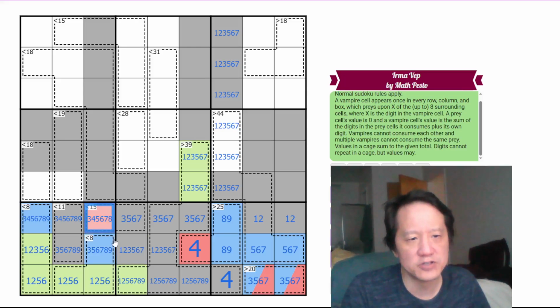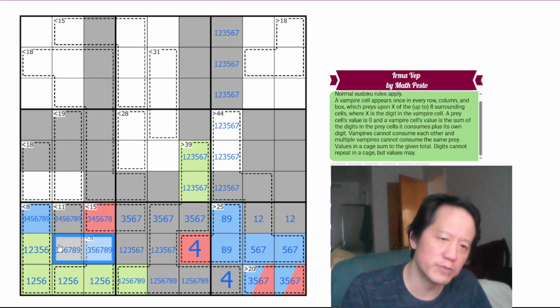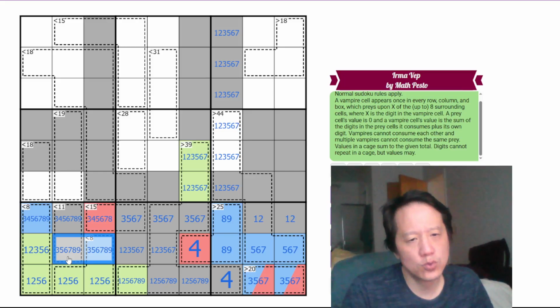What is the highest amount this vampire cell could prey upon? Can it prey upon 5 even? So it could prey upon its own. Can this prey upon both of these? Is kind of the question, right? If it tried to prey upon both of these, well, one of these could be 2, 3. You have some combination of these adding up to 14.